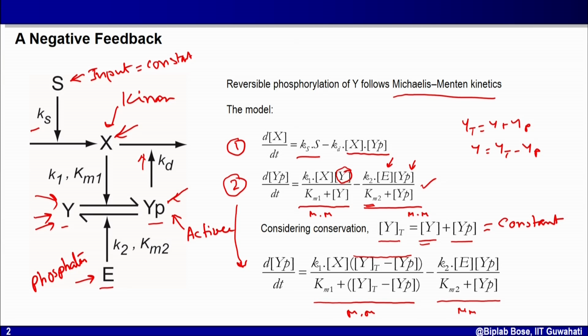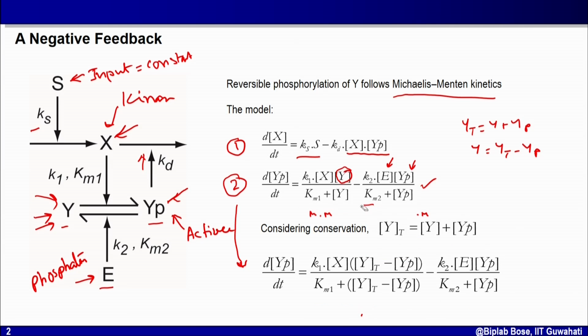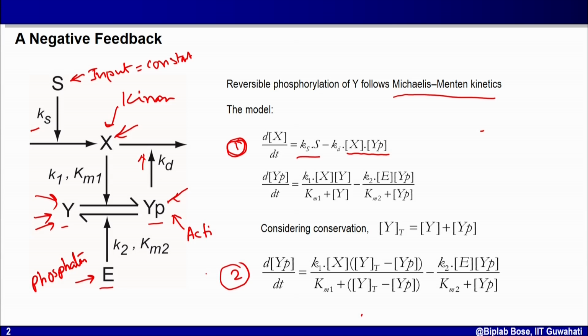So if I clean my board a bit, what have we considered? We have considered conservation of y in terms of y and yp. So I am left with two ODEs. This is ODE 1, that is for x, and the second ODE is for yp. I do not require a separate ODE for dy/dt, because y is expressed in terms of yp. So I have two ODEs.